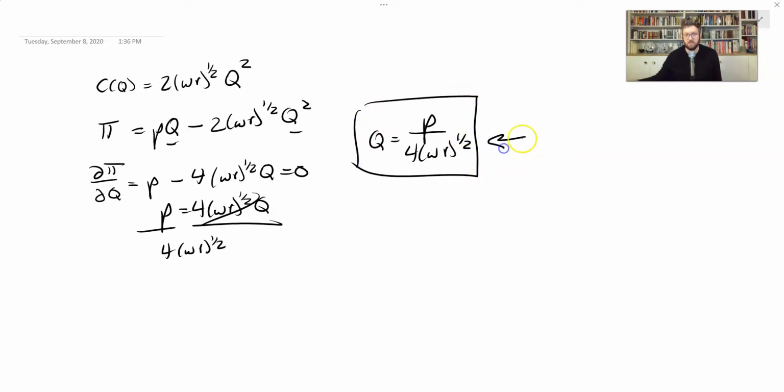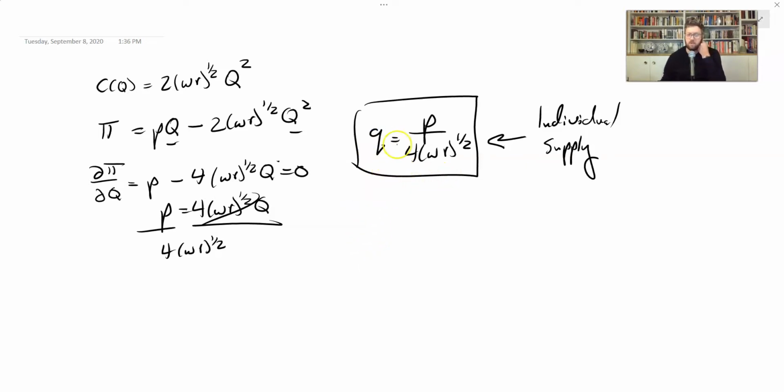This is called an individual supply curve. Okay, and I'm now going to start changing the notation. I've been kind of loose up till here, but from here on out, we're going to have individual supply curves be denoted by a lowercase q, and the supply of an entire market denoted by an uppercase Q. Okay, and we'll see why in the next video.